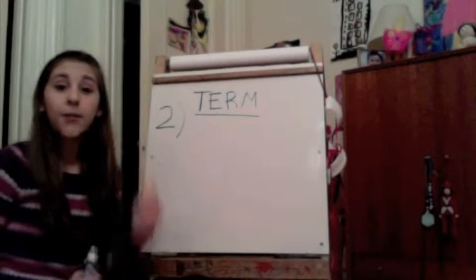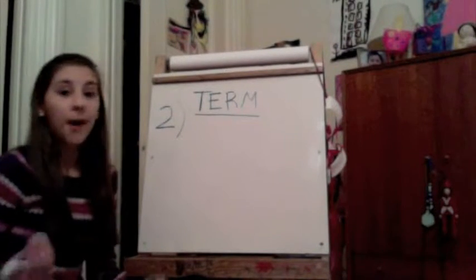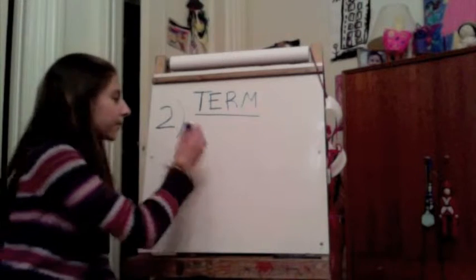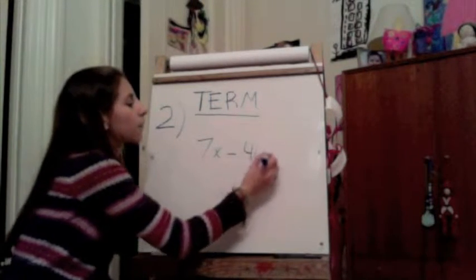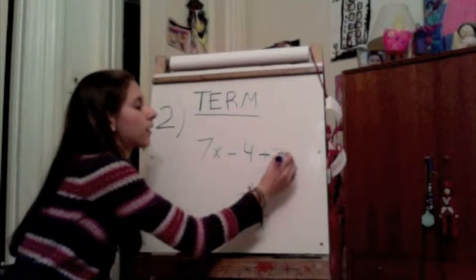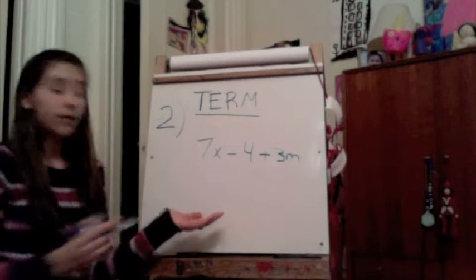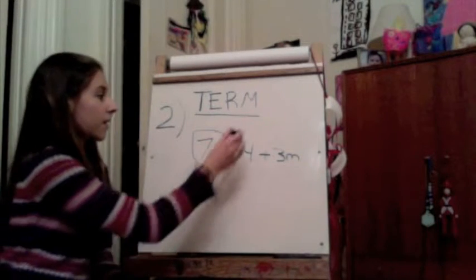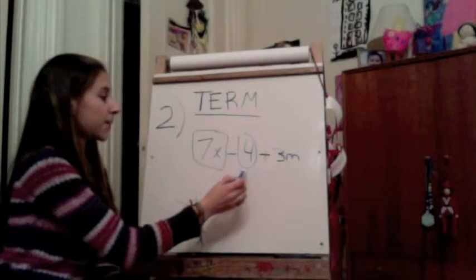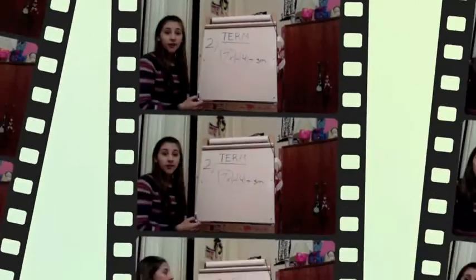A term is part of an expression separated by positive or negative signs. For example, that right there is a term, and this is a term, and they are separated by a negative sign.